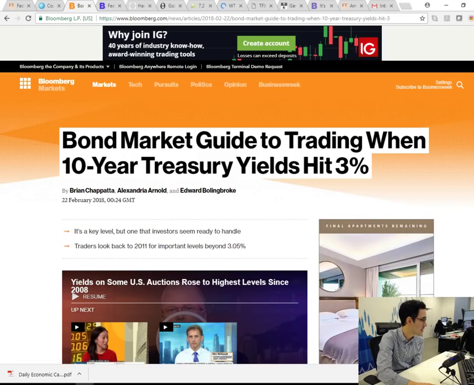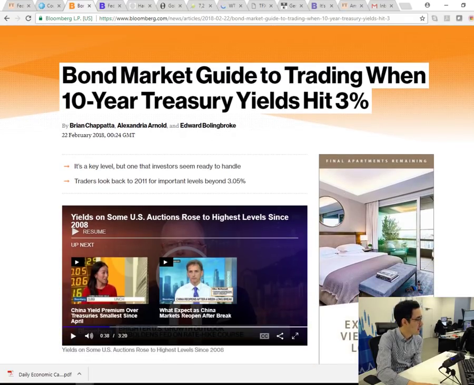Other considerations here, obviously the bond market has been a big feature and a topic of discussion going forward, because we're getting awfully close to the 10-year Treasury yield touching 3% as people interpret this rising of inflation expectations and consequently the reaction effect for monetary policy. This was quite an interesting read. If you do get a chance to have a look, this is the bond market guide to trading when the 10-year Treasury yield hits 3%.